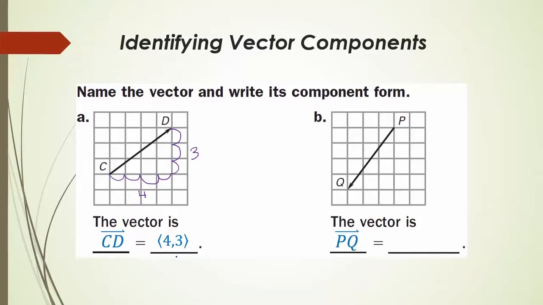For B, our vector is PQ, and now starting from my initial point going to the terminal point, we are going down. For the x direction, I'm going to start where P is, my initial point, and move 1, 2, 3 units to the left. Since I'm moving to the left, this is a negative, so this is going to be -3. I'm also moving down in order to get to my terminal point, so my y is going to be 1, 2, 3, 4, -4. So my component form is <-3, -4>.